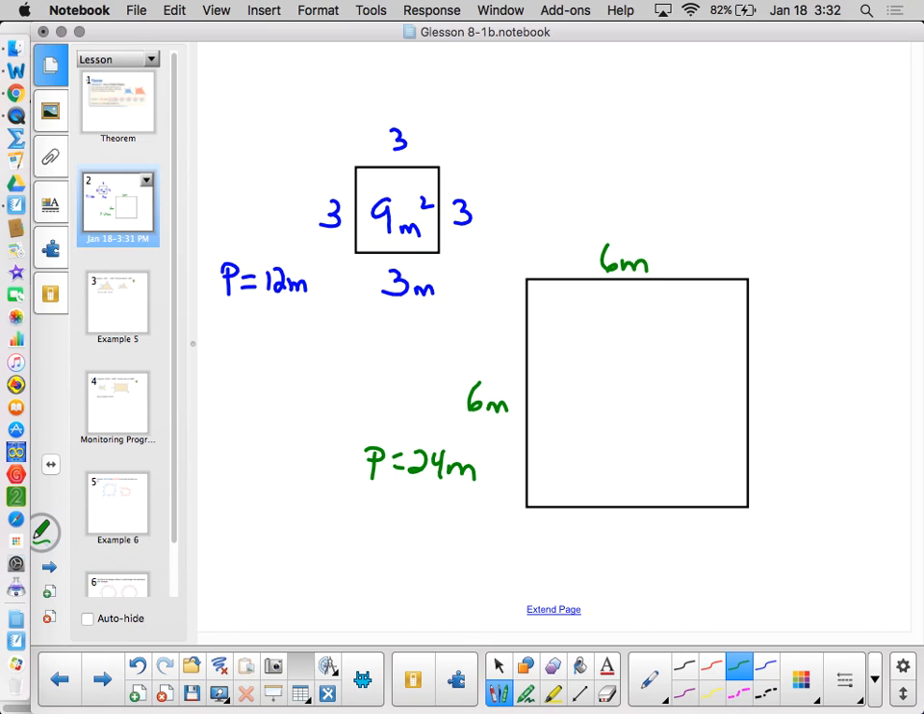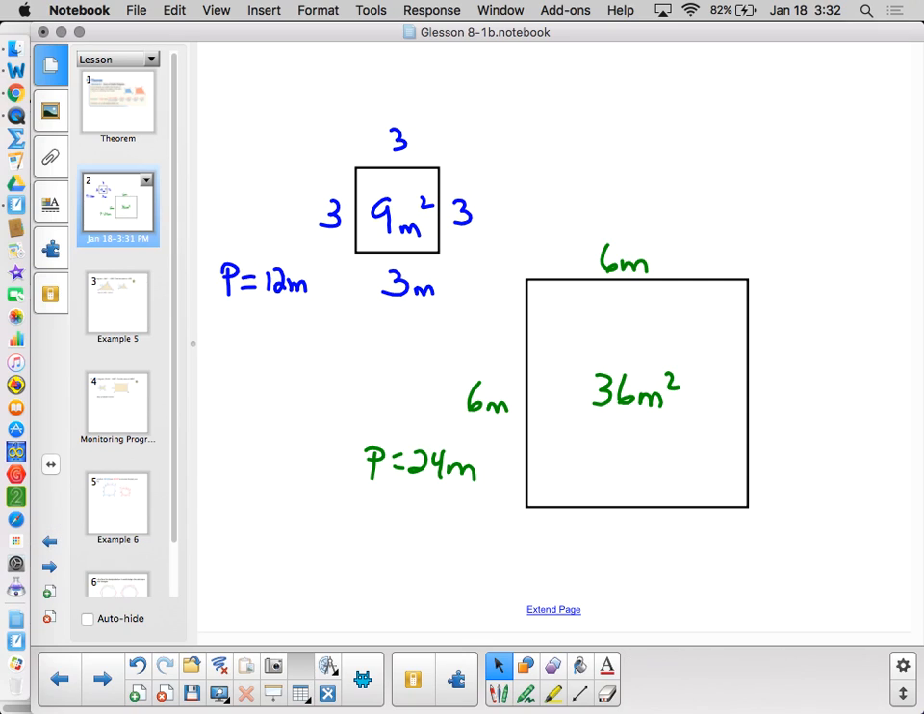The question is, is the area twice as much as the area of the first one? The area of the first square was 9 meters, but the area of this is not 18 meters. It's very clearly 36 meters squared. 6 times 6 is 36. So what gives? Why are all these scale factors and ratios 2 to 1, 2 to 1, 2 to 1, and we get the areas and suddenly it's not 2 to 1, it's 4 to 1? Why is that the case?